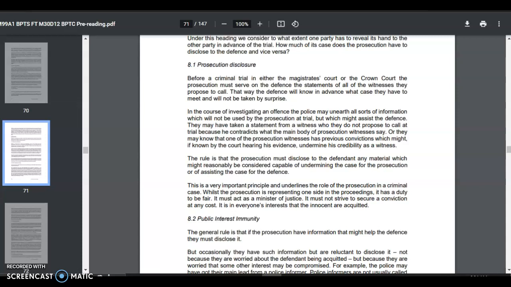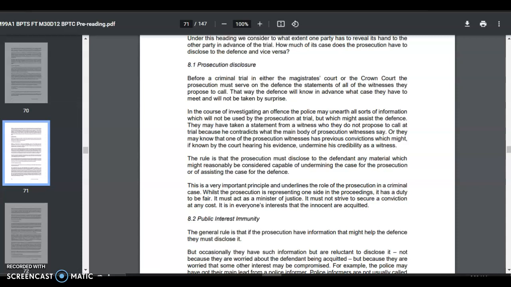(C) its capacity to suggest an explanation or partial explanation for the accused's actions; (D) the capacity of the material to have a bearing on scientific and medical evidence in the case. All of this should be disclosed to the defense by the prosecution.